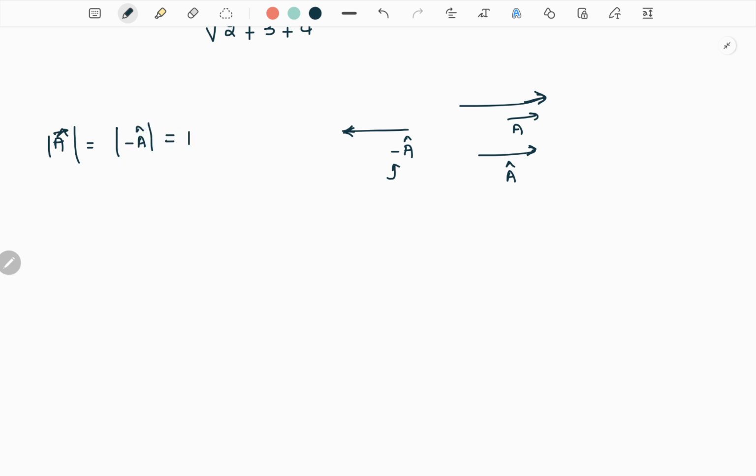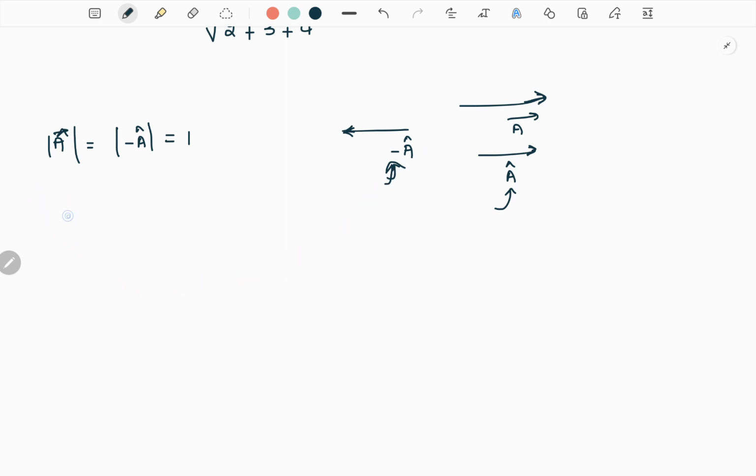This is because whenever any vector is multiplied by a negative sign, the new vector that you get will be in the opposite direction to the original vector, but the magnitude doesn't change. That's why a cap and minus a cap have the same magnitude, but the difference between them is that they are in opposite directions.